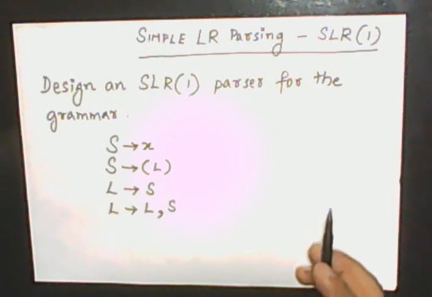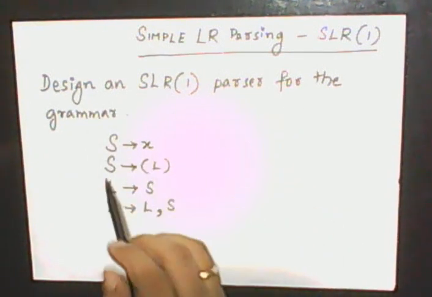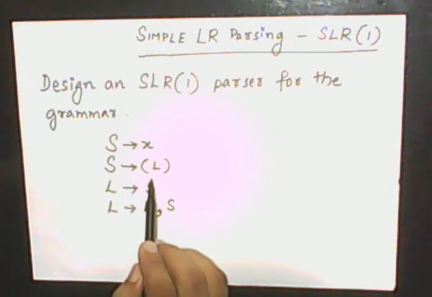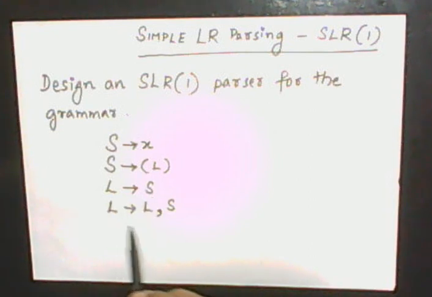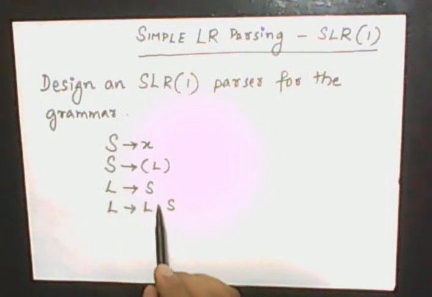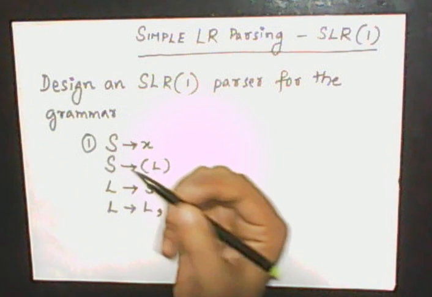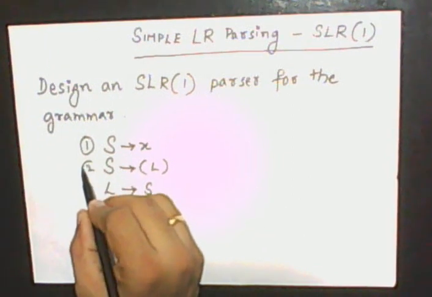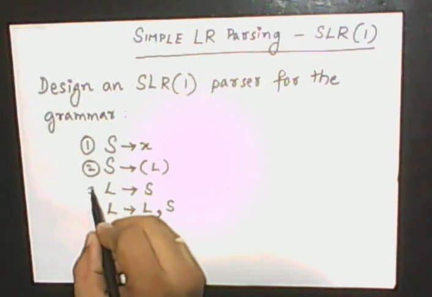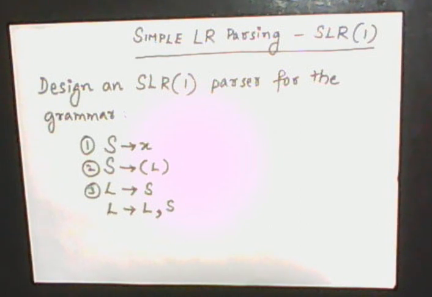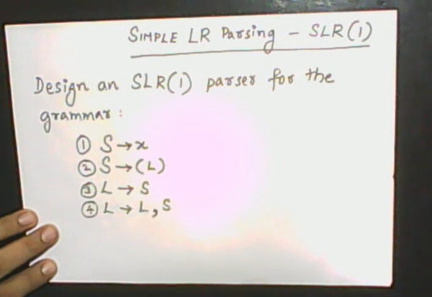Let us go through this example. Design an SLR1 parser for this grammar, that is S gives X, S gives open parenthesis L closing parenthesis, L gives S, L gives L comma S. So let us number them as 1 for S gives X, 2 for S gives (L), 3 for L gives S, 4 for L gives L comma S.